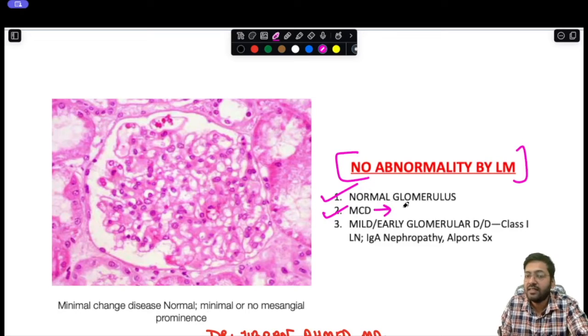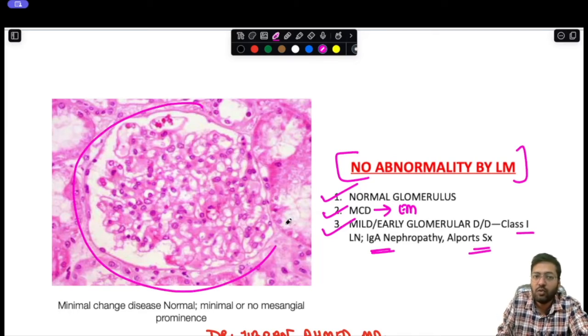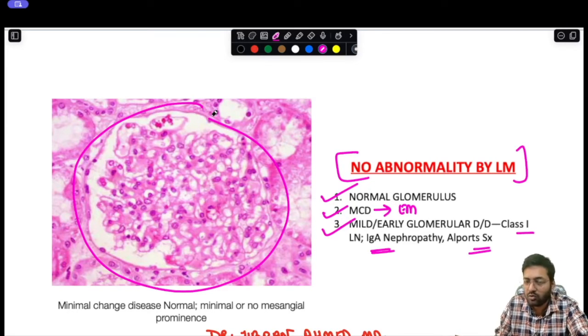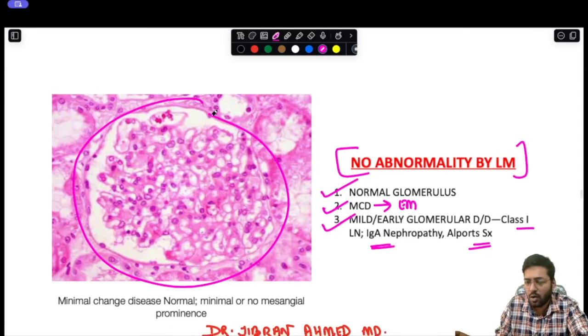So the only change that is seen in MCD can be detected by electron microscopy wherein there is effacement of the foot process, or in mild early glomerular disease. Okay, for example, class 1 lupus nephritis or IgA nephropathy or Alport syndrome. So in mild or very early glomerular disease, you will see that there is no abnormality detected under light microscopy, as we can appreciate over here. Everything is normal over here. There is no thickening of the basement membrane. There is no mesangial deposition. Everything looks completely normal.